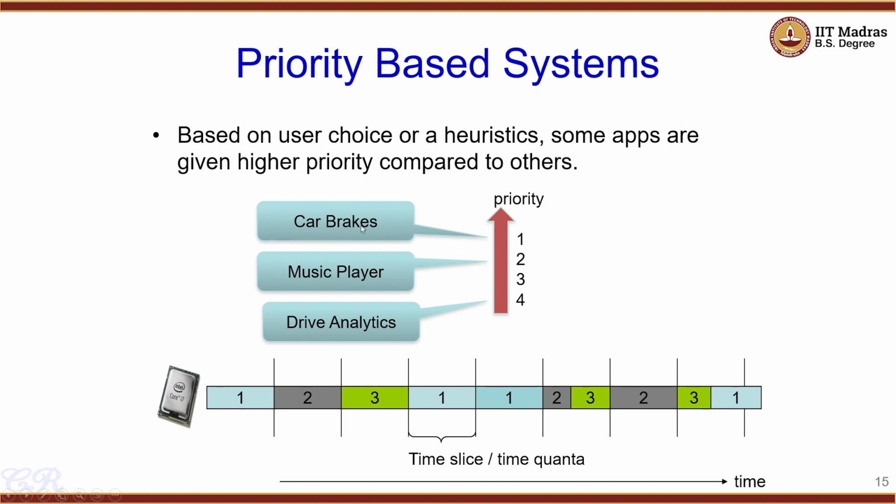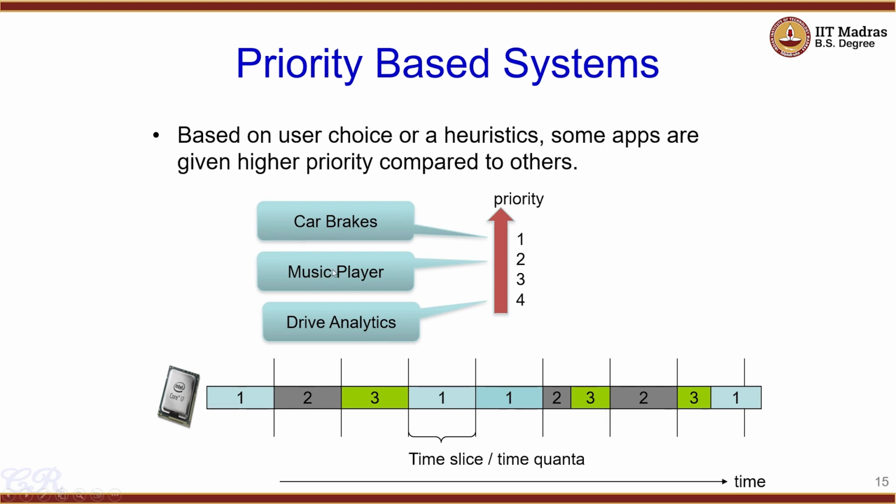So for example, the application which controls the car braking should get the highest priority because this is most time critical and is related to the safety of the car. While other aspects such as the drive analytics could be given the least priority because it does not affect the drive condition, the driving or the driver or the safety of the car, right?